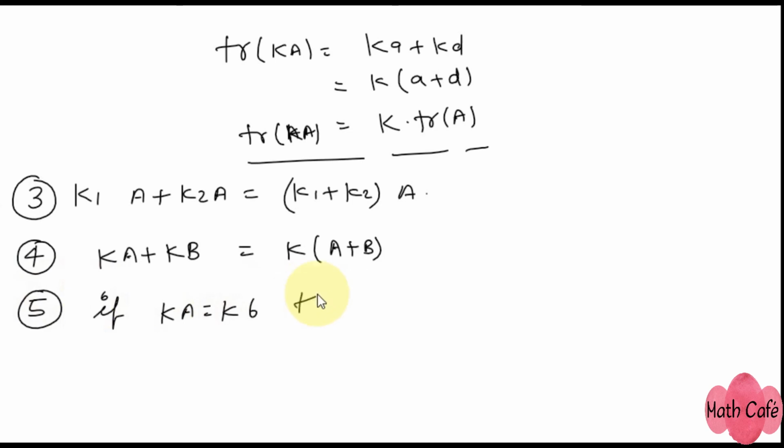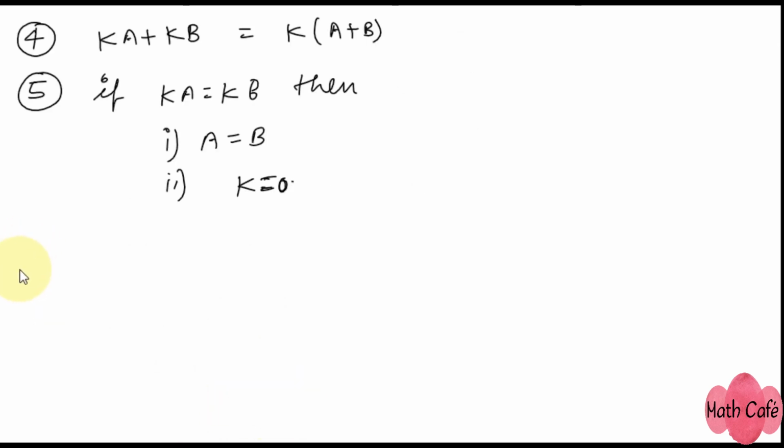if KA equals KB, then there are 2 points. First one is A can be equal to B. Alright, and second one is K can be equal to 0. So let's take an example here.